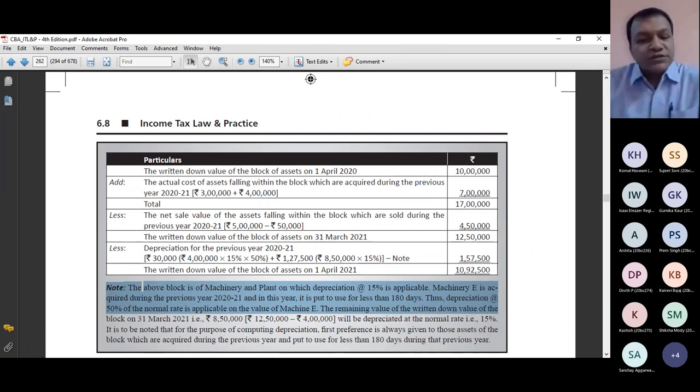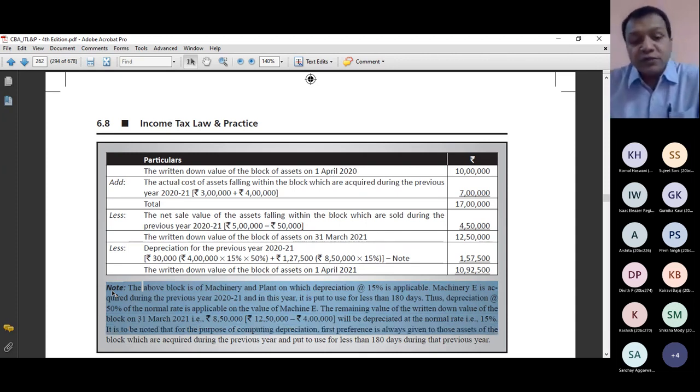Like, the above block is of machinery and plant on which depreciation at the rate of 15% is applicable. Machine E is acquired during the previous year 2021, and in this year it is put to use for less than 180 days. Thus depreciation at 15% of the normal rate is applicable on the value of machine E. The remaining value of the return on value of the block on 31st March 21, that is 8 lakh 50, which is 12 lakh 50 minus 4 lakh, will be depreciated at the normal rate, that is 15%.